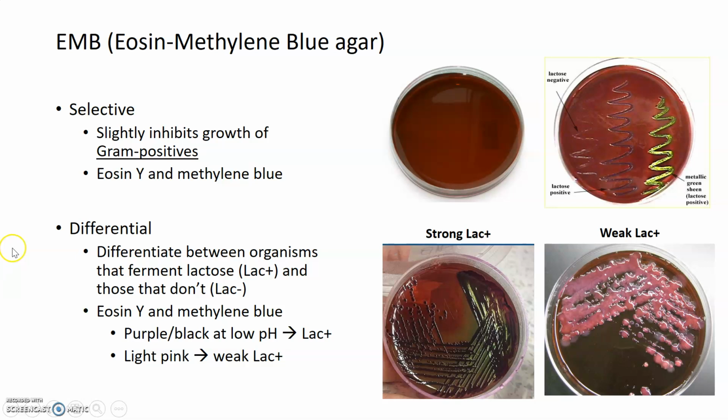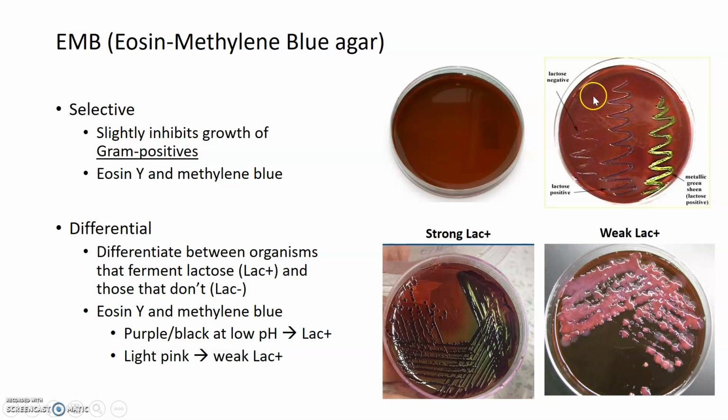And the way that EMB differentiates between lac-positive and lac-negative, or lactose fermenters and non-lactose fermenters, is basically by the color of the colonies. Strong lactose fermenters, or strong lac-positive organisms, will turn purple, as you can see up here, even all the way up into a dark black when grown on EMB. Microbes that can weakly ferment lactose will appear as a pink color, as you can see down here on the right.